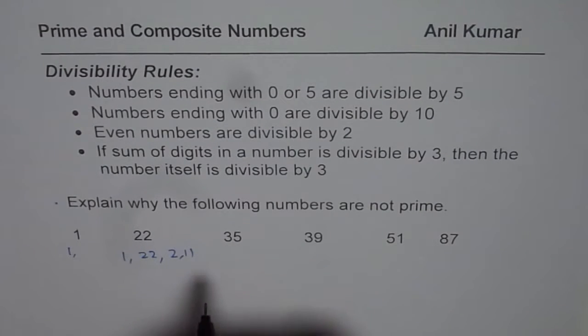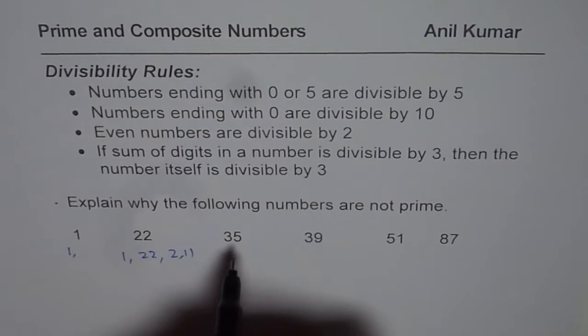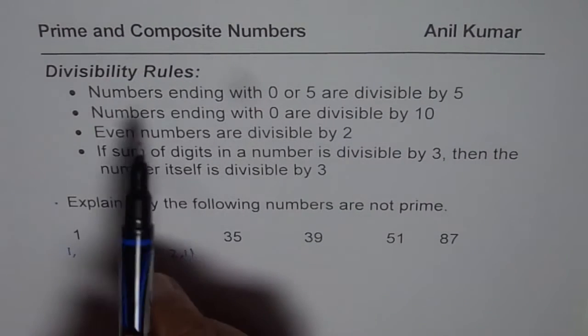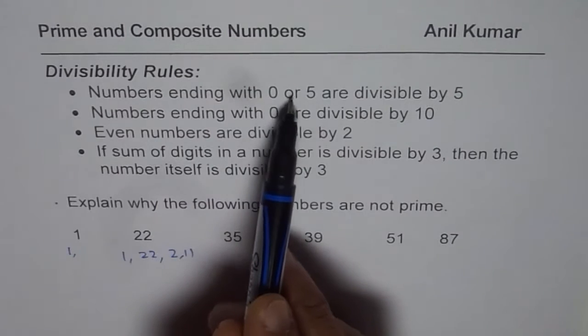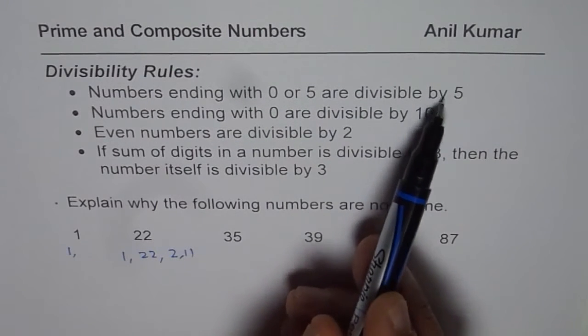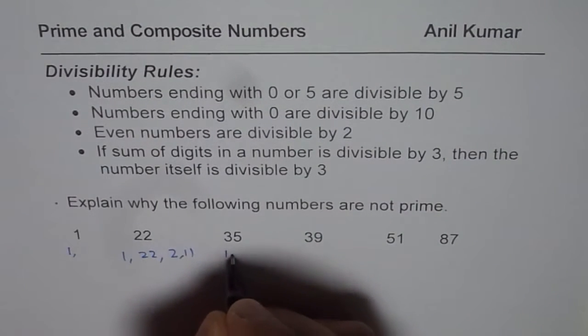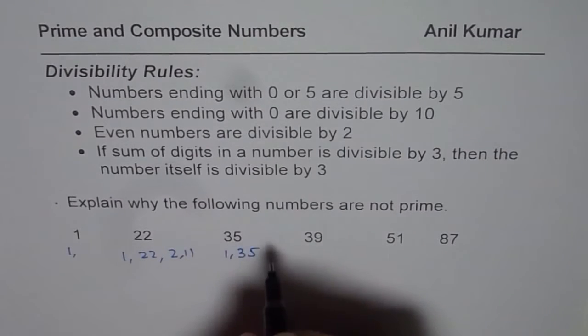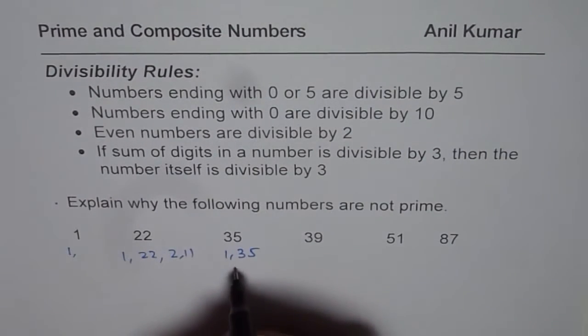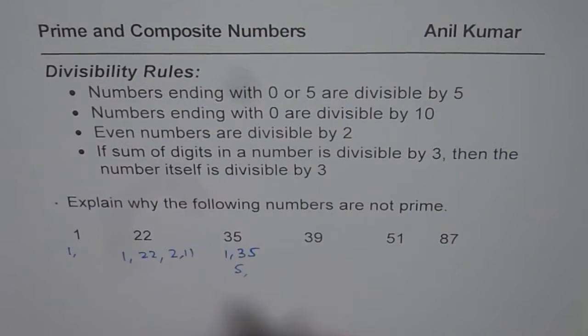Now 35. Let's look into the divisibility rule. For 5, it says numbers ending with 0 or 5 are divisible by 5. That means 1 and 35 are definitely factors, and 5 is an additional factor. It has more than 2 factors and therefore it is not a prime number.